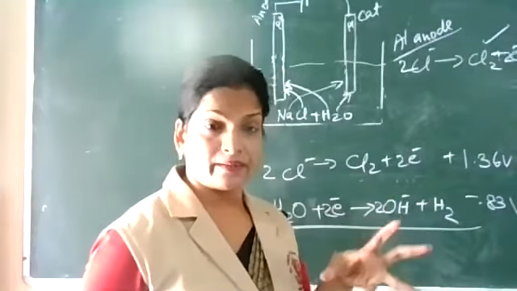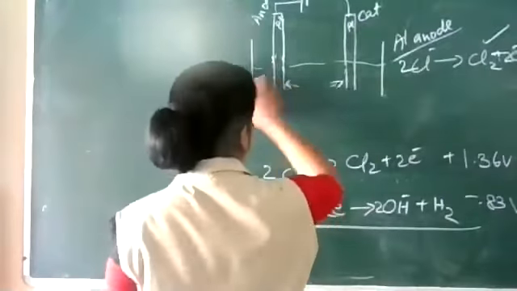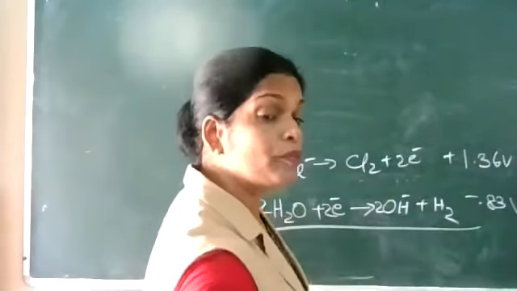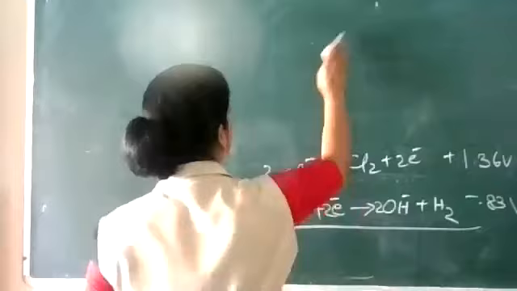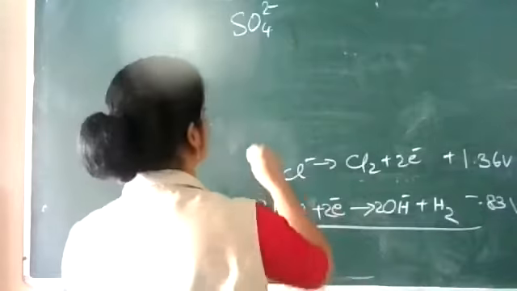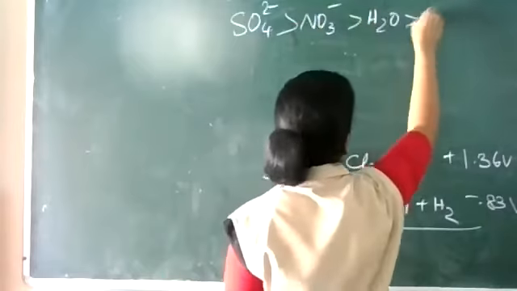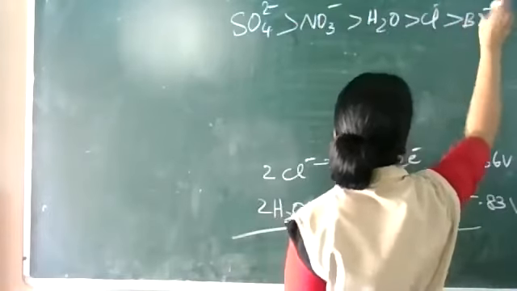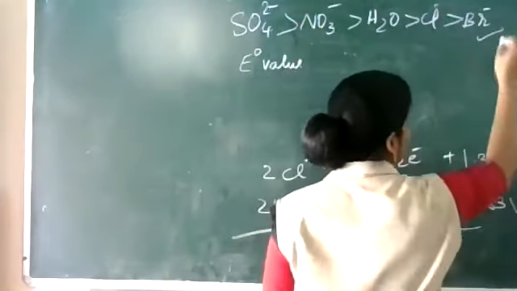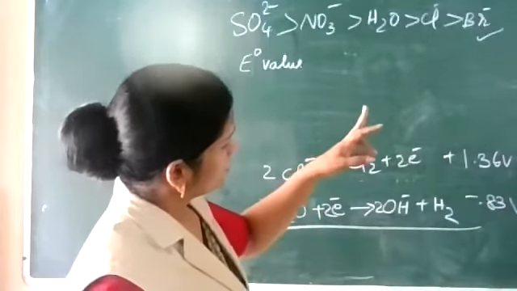We are going to learn a trend. In that trend we have only four things, that is the trend at the anode. Because every time you cannot remember these E not values, how many E not values we have to learn. So this will be a general trend. The E not values go in increasing order: NO3 minus, then up, Cl minus, Br minus. At the anode, if Br minus is there, Br minus will undergo oxidation.